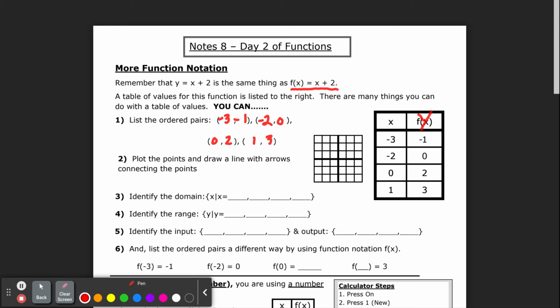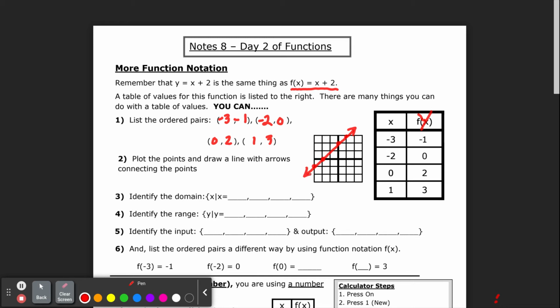We can also plot the points and draw a line with arrows connecting the points. So (-3, -1): left 3, down 1. Left 2, 0. (0, 2) goes up 2. And right 1, up 3. So we're going to draw a line connecting the points and drawing arrows on the ends.